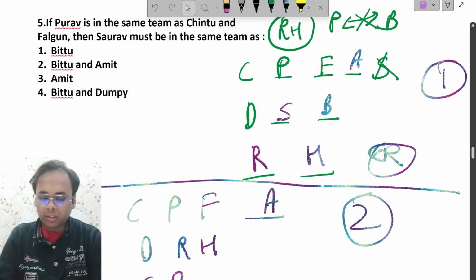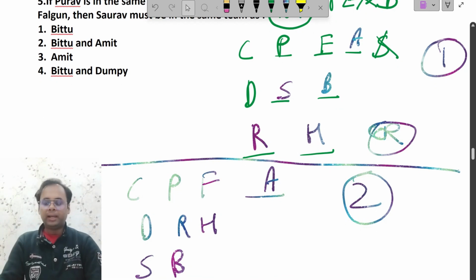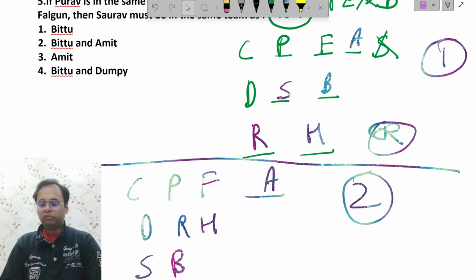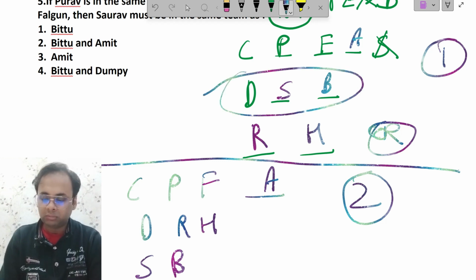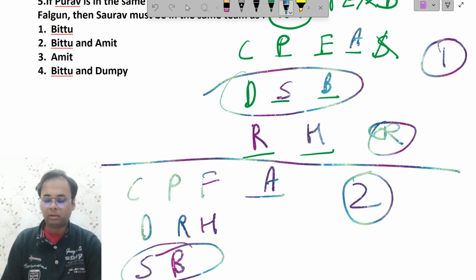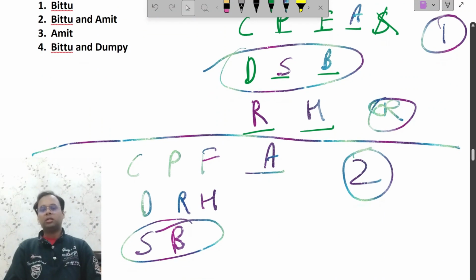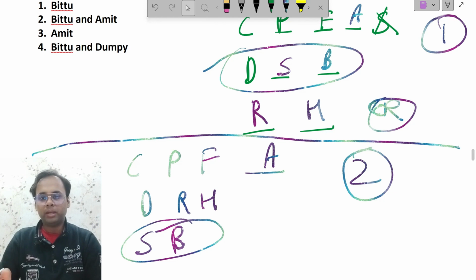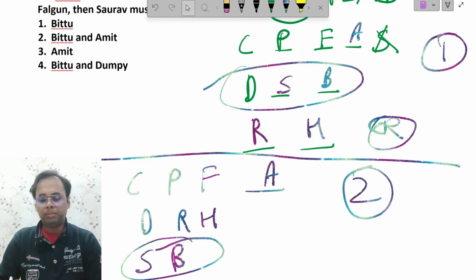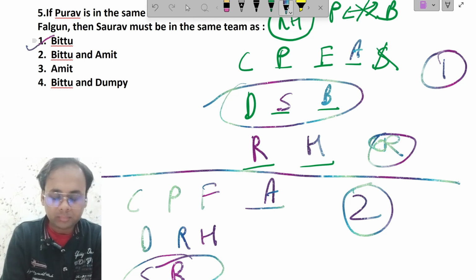Now it is asking, Saurav must be in the same team as. First option is Bittu. If you see both the cases, Saurav is getting placed with Bittu. For case number 1, S is with B. For case number 2 also, S is coming up with B. So with certainty, in either case number 1 or case number 2, whichever the case may be, Saurav is coming with B. So Saurav is definitely in the same team as Bittu. That is the right answer.